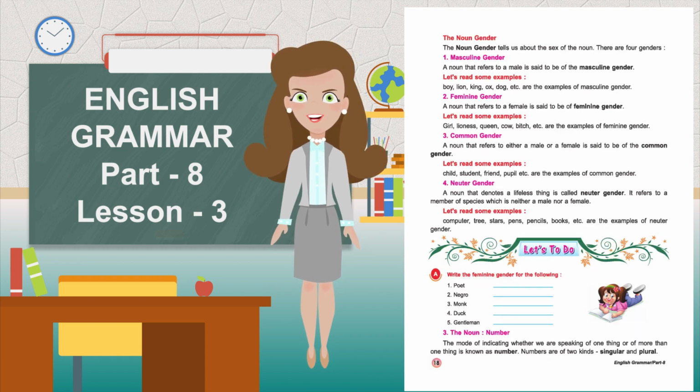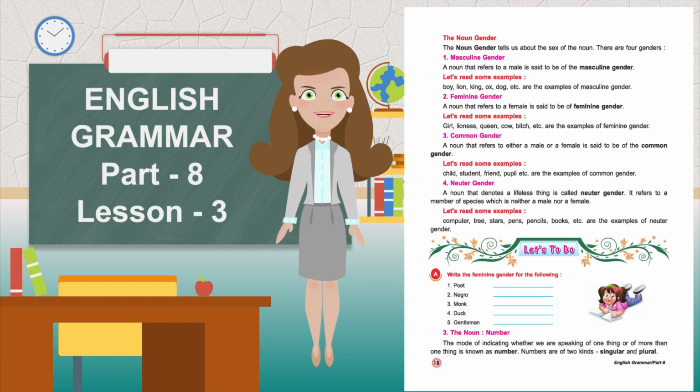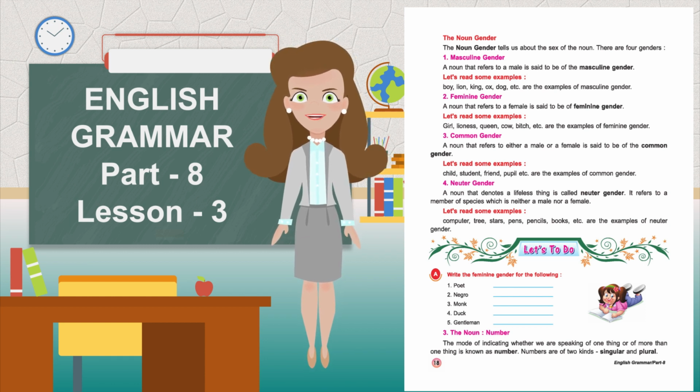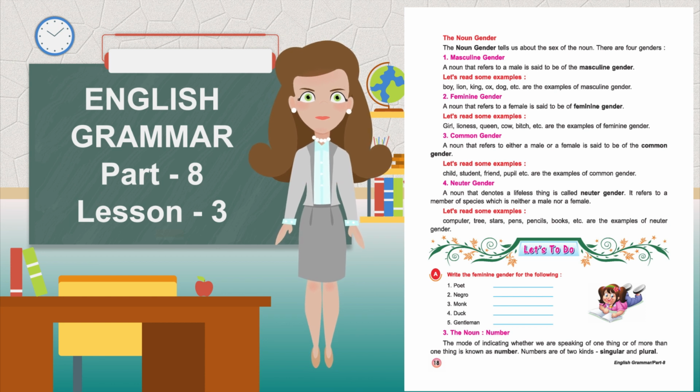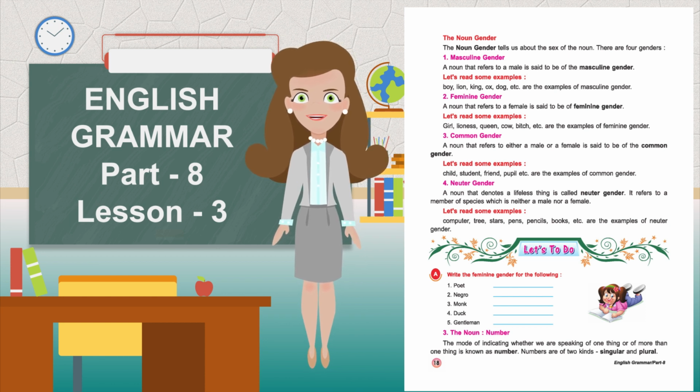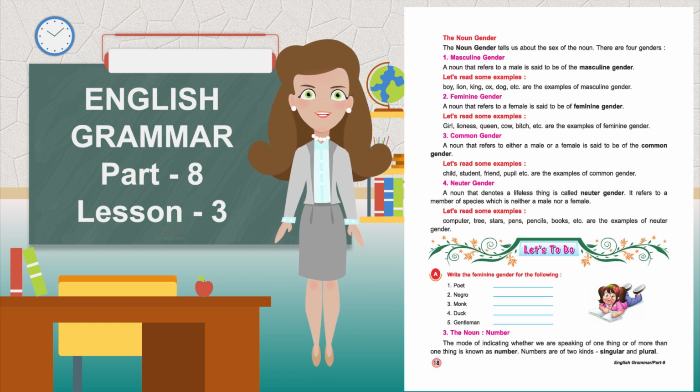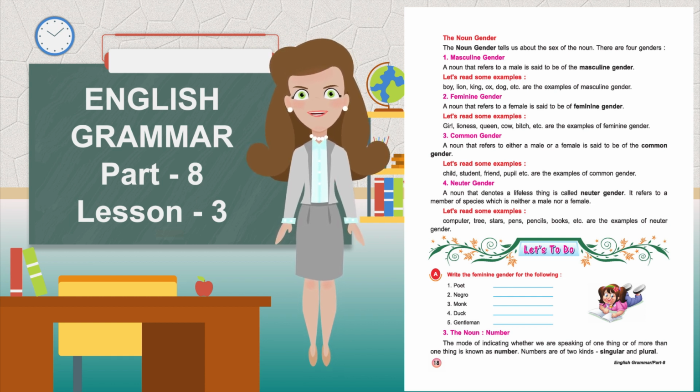The noun gender. The noun gender tells us about the sex of the noun. There are 4 genders. Masculine gender. A noun that refers to a male is said to be of the masculine gender. Let's read some examples. Boy, lion, king, ox, dog, etc. are examples of masculine gender.